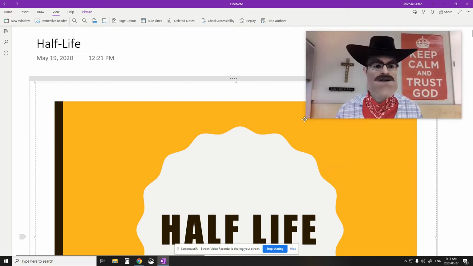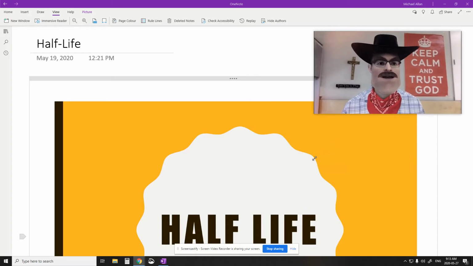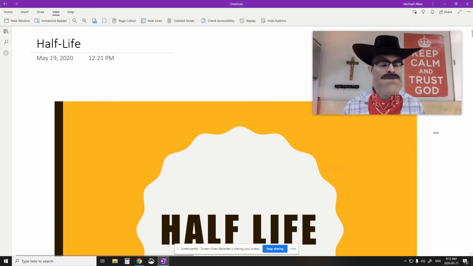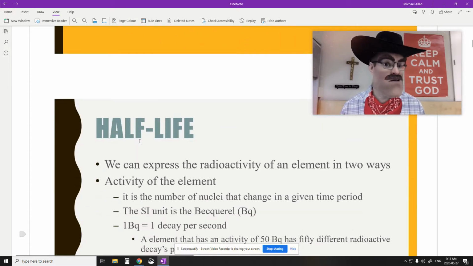Yeah, I just realized just now that I can resize this window. I was always a small little guy in the corner. I'll make myself a little bit bigger this time. Yeah, so I don't know, talk about half-lives.